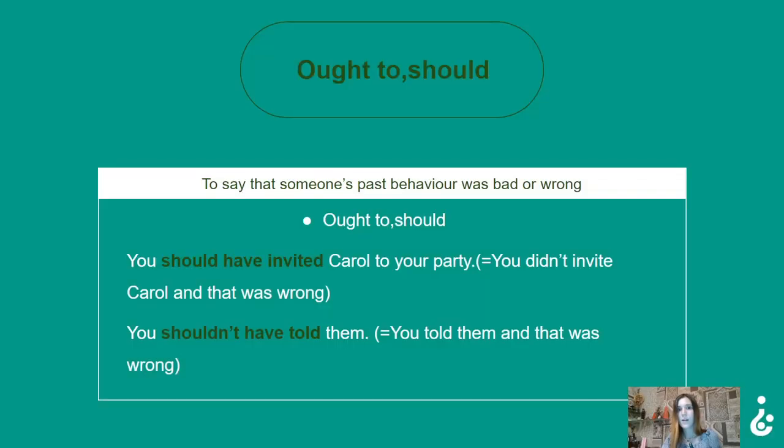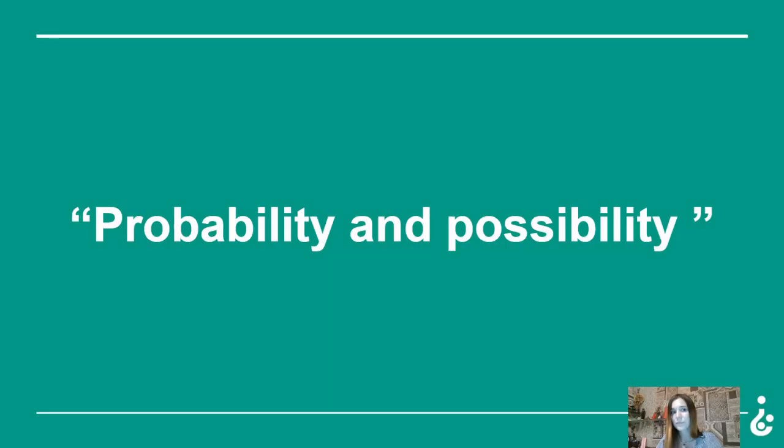Criticism. We use ought to and should to say that someone's past behavior was bad or wrong. You should have invited Carol to your party. You didn't invite Carol, and that was wrong. You shouldn't have told them. You told them, and that was wrong.